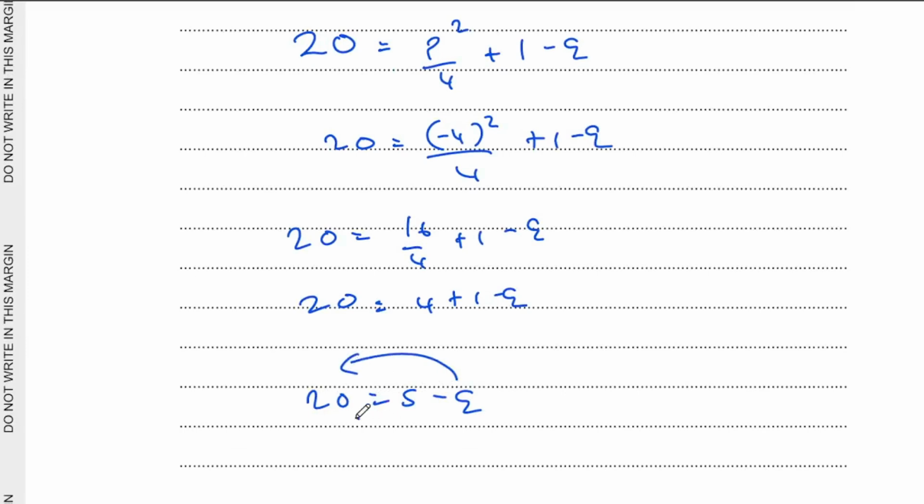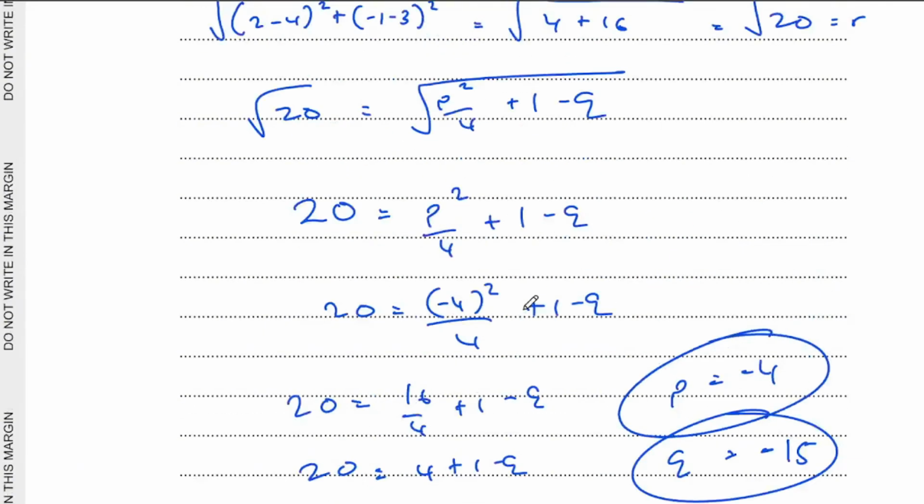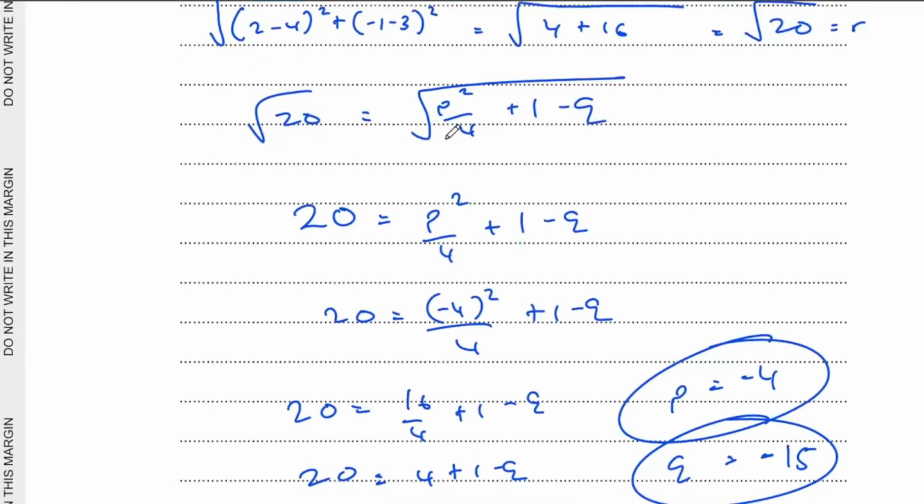Take this to the side, take this to the other side. q will just be 5 minus 20, which is negative 15. So my p is negative 4, my q is negative 15. And those are going to be our two values for p and q. Okay.